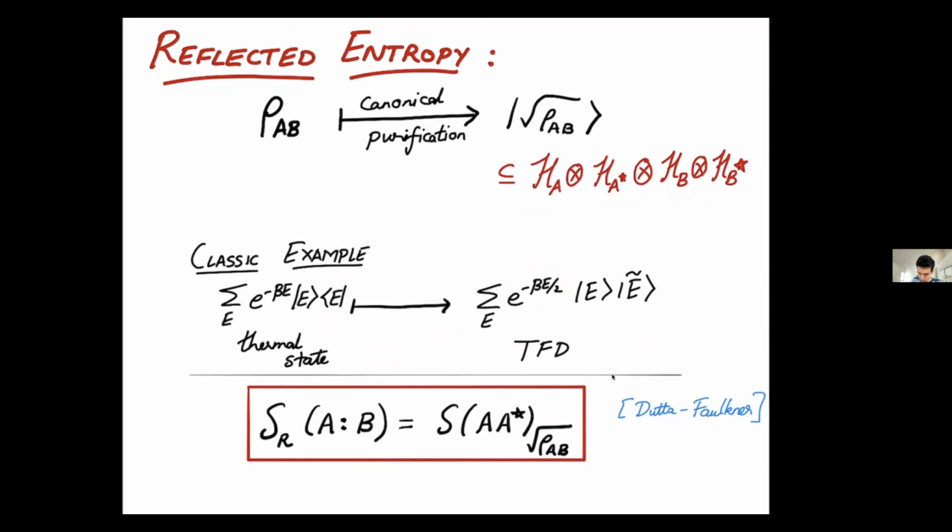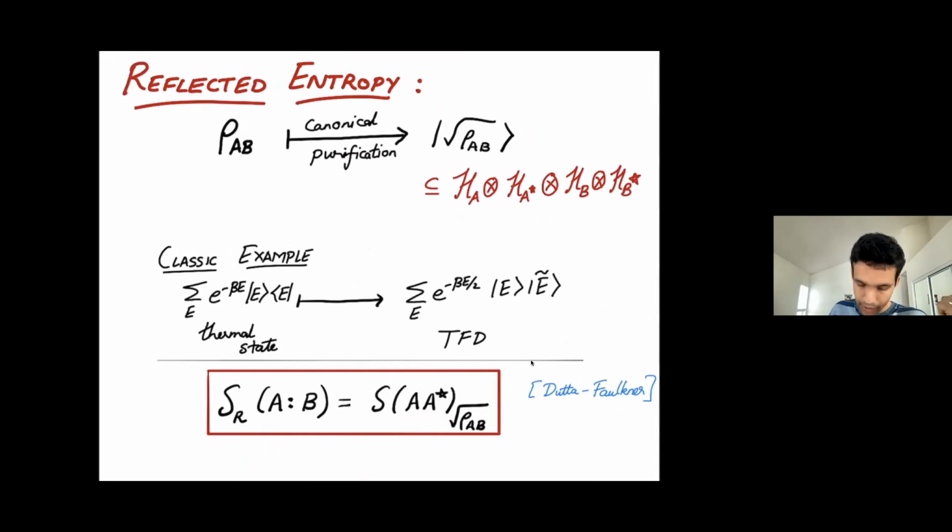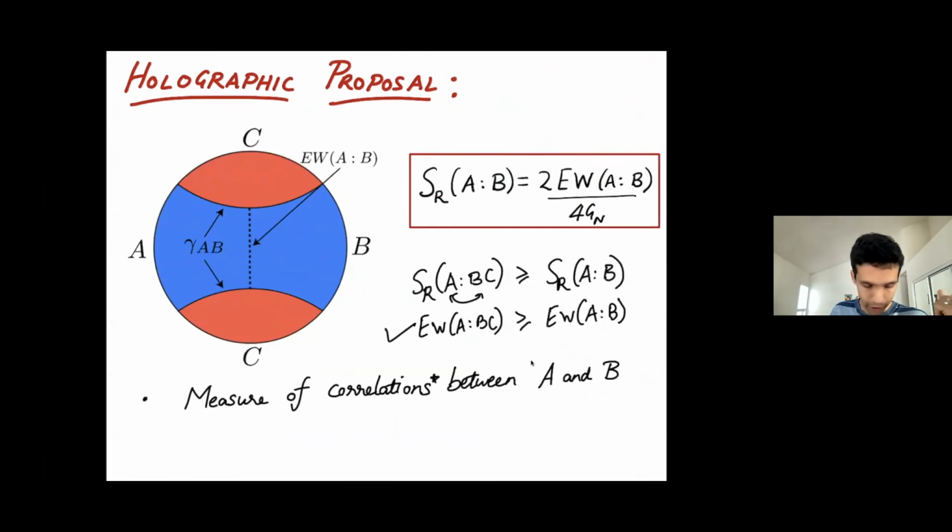Now, part of the motivation behind why we're studying this reflected entropy is, once we've defined this canonical purification, we define the reflected entropy between A and B to be the entropy of the region A star. So A here was the original A and A star is its double copy. This is the von Neumann entropy of A star in the canonically purified state. This was some quantity defined in this paper by Dutta and Faulkner, and we'll see that it has a nice holographic interpretation.